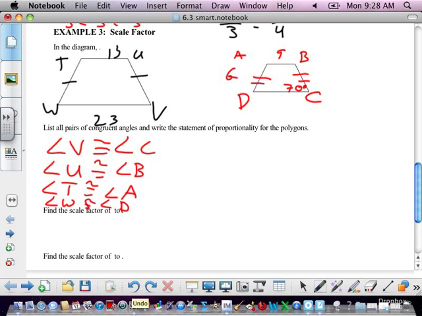Okay, so let's set up some proportions. I know what two corresponding sides have numbers? TU with AB. TU and AB are the only ones that both have numbers and they're corresponding. So I know I'm going to have TU over AB, which is 15 over 9. Can I reduce that fraction? Yes. What do I reduce it to? 5 over 3.